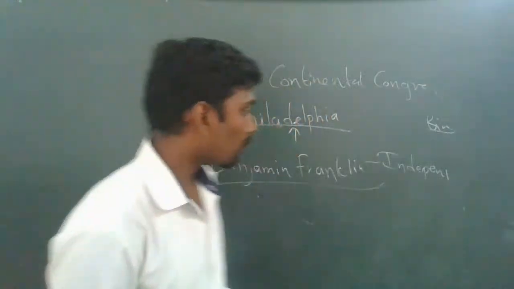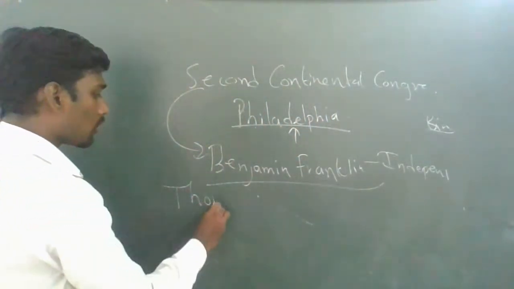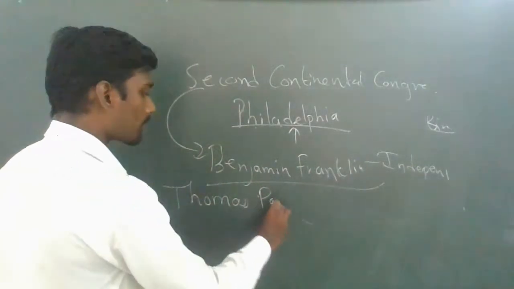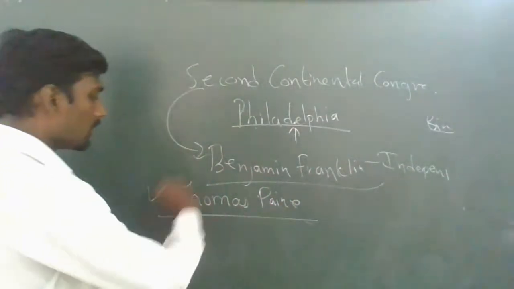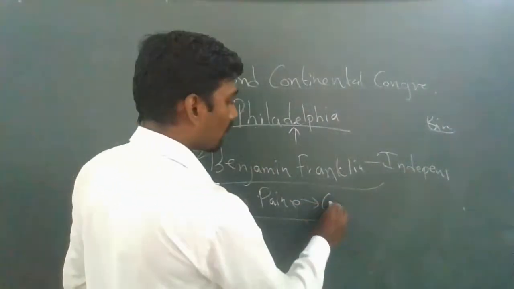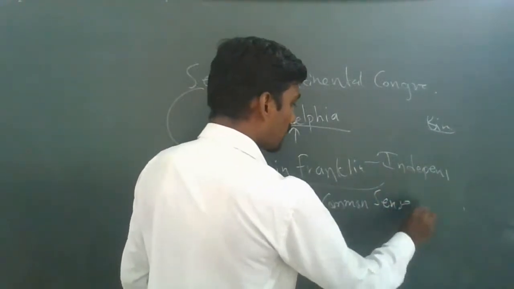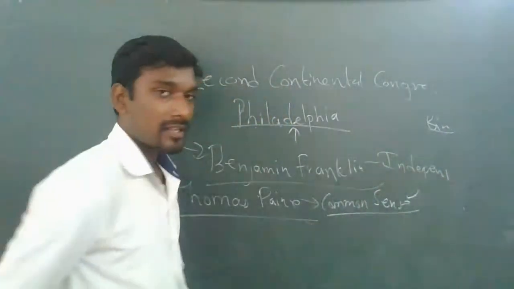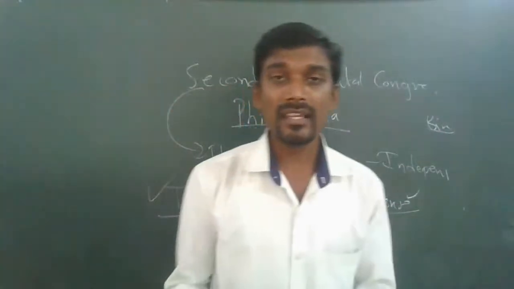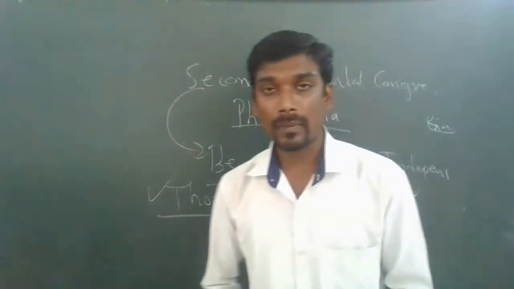And after this, one important thing is that when this meeting was going on, there was a person called Thomas Paine. He was the person who wrote a book, I have already told you, that is called Common Sense. So this book was responsible for the making of the Constitution of America, and in this book it is written about all the fundamental rights and all.